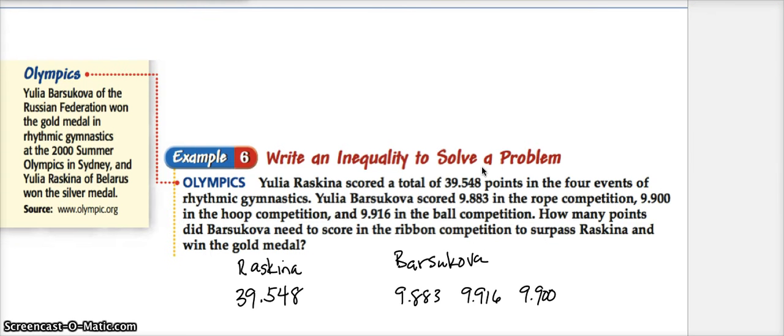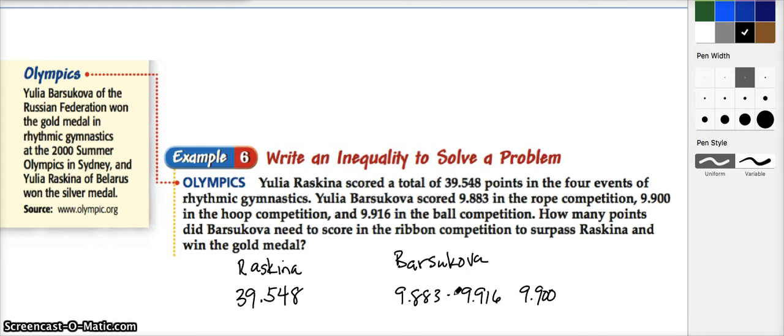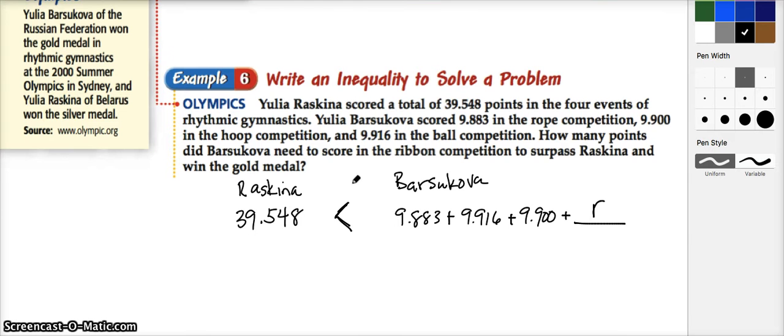So I just organized the information. Raskina's information is here and Barsukova's information is here. We know that she has one more thing to compete in, the ribbon competition, and that's the score we're asking about. We want her to surpass Raskina according to the problem. Therefore, we want Barsukova to be greater than that. This is the inequality that we would solve to figure out the score that she needs to get in the ribbon competition in order to surpass Raskina.